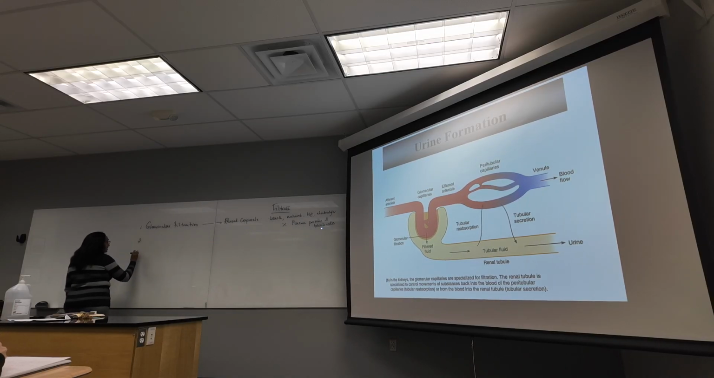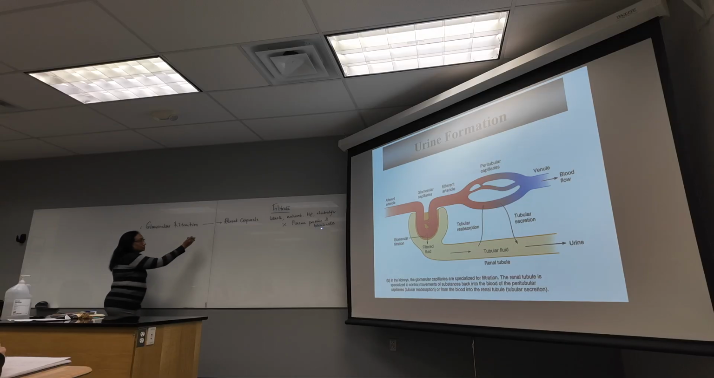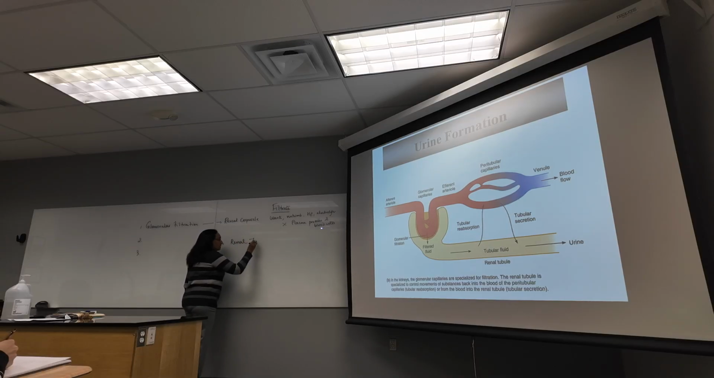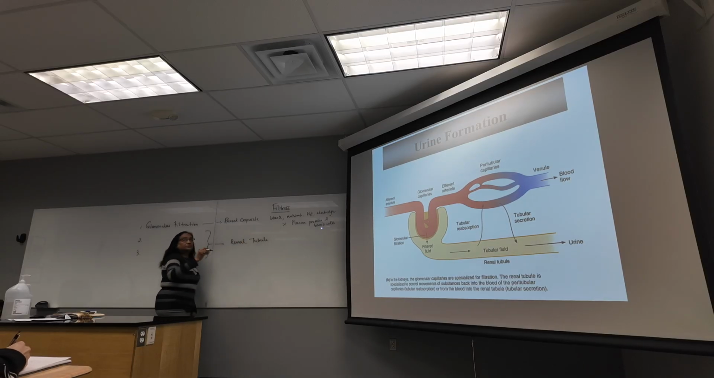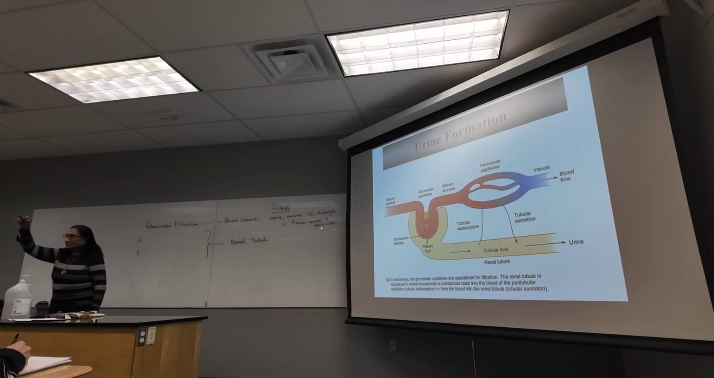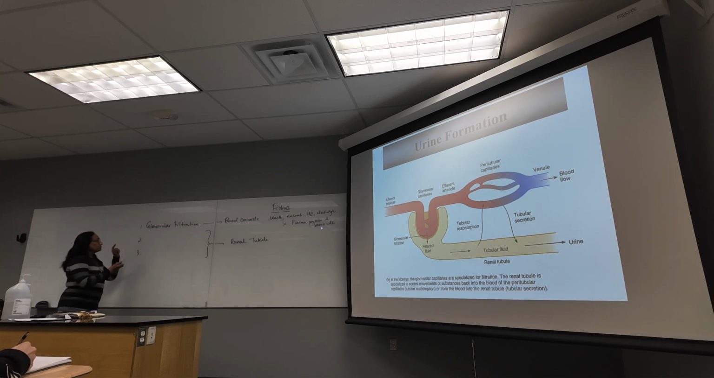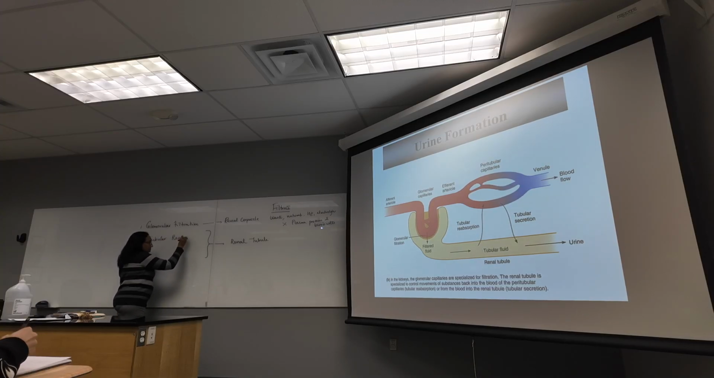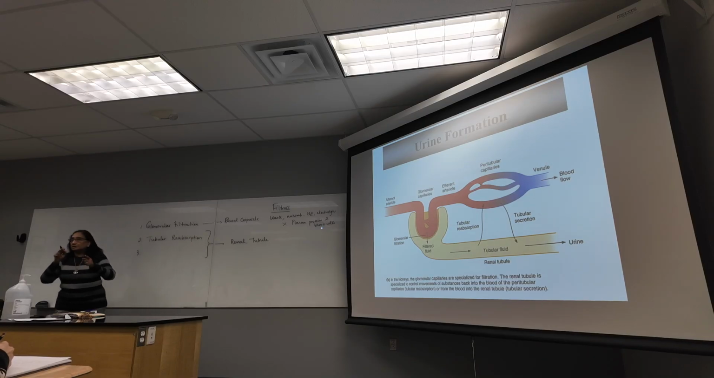Step 2 and 3, these two happen in the renal tubule. So when I say renal tubule, that would be the proximal convoluted tubule, the nephron loop, and the distal convoluted tubule. So 2 is tubular reabsorption. It's not absorption, it is reabsorption.